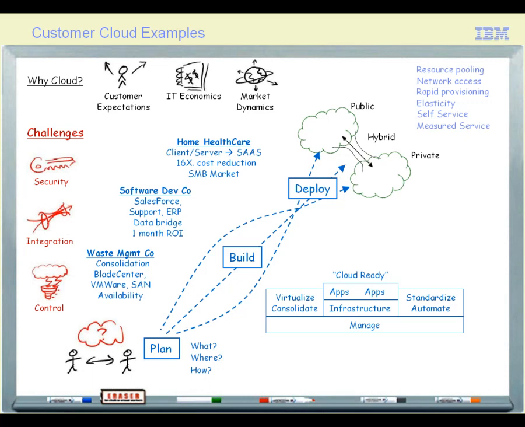What they found internally is by moving it from client-server to software as a service, they were able to reduce their cost of deploying new locations, new people and such by 16-fold. The other thing it helped them is it really uncovered a small and medium business market. There are a lot of small companies that are involved in home health care, and they weren't able to have tools like this before. Now that it became available as software as a service, it's really opened up and changed the way they do business.